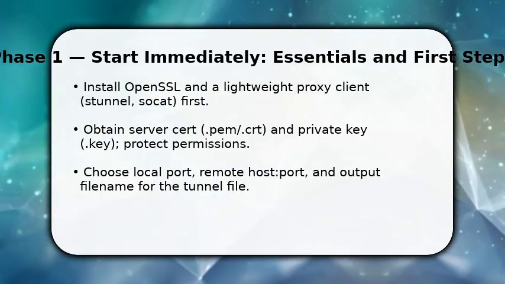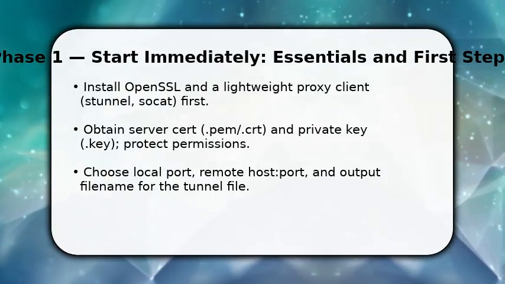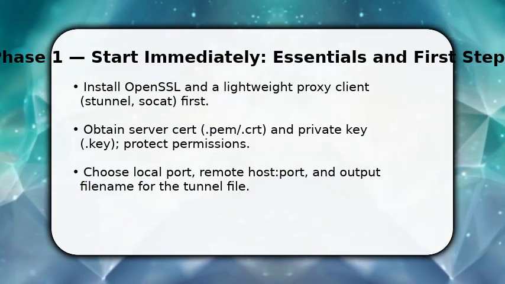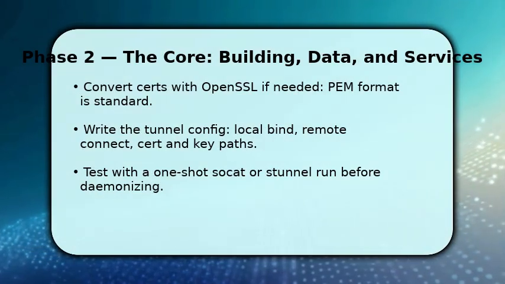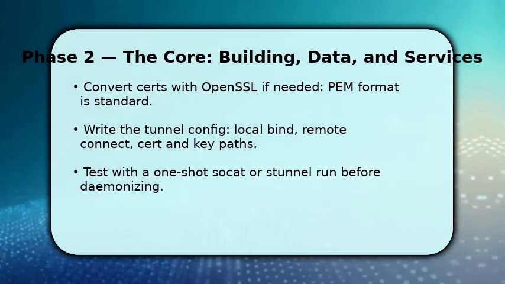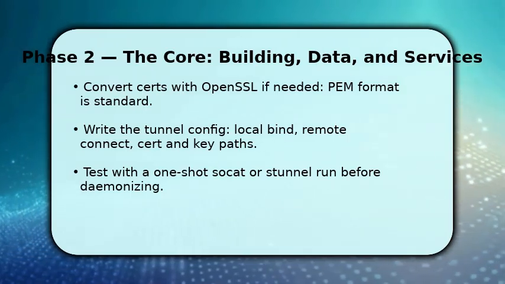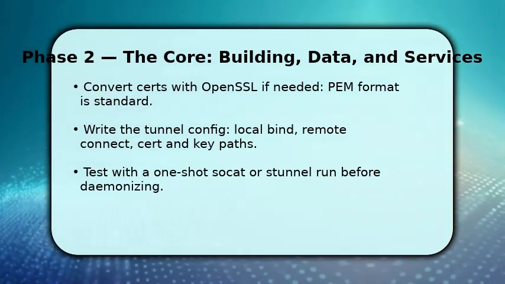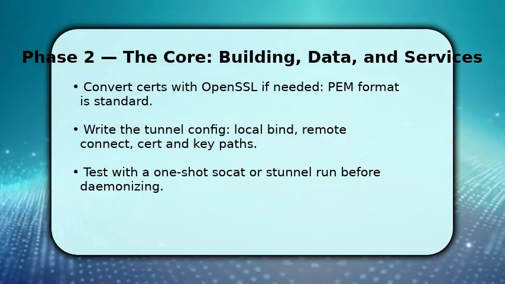This keeps things reproducible. Now that prerequisites and initial variables are set, proceed to create the actual TLS configuration and key bundle. You now build the tunnel file, combine certificate and key into PEM if necessary. OpenSSL makes this straightforward. Then write the config for your tool, for example, set local bind equals 127.0.0.1, local port, remote connect equals remote host, remote port, and point to the cert and key file paths. Make sure to enable proper TLS options like verify and allow renegotiation as needed. Once configured, run a single test.